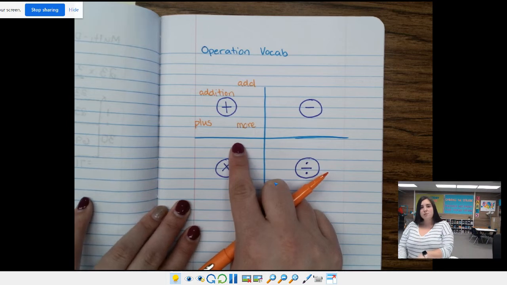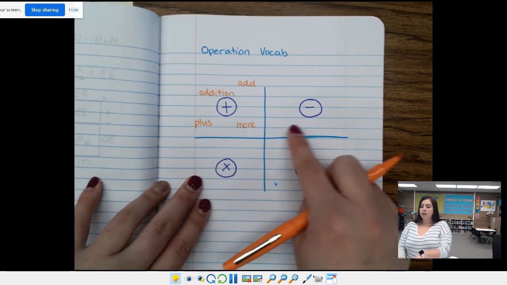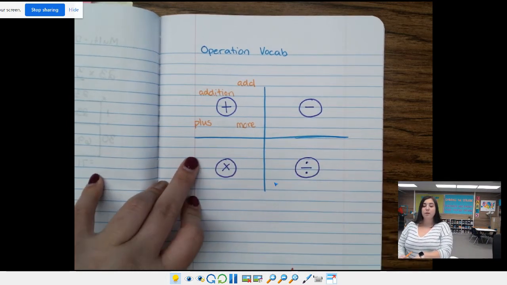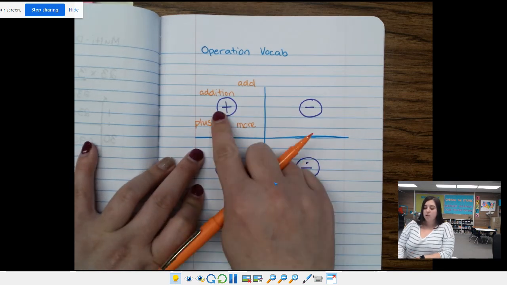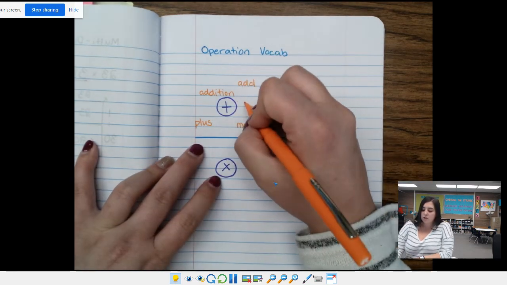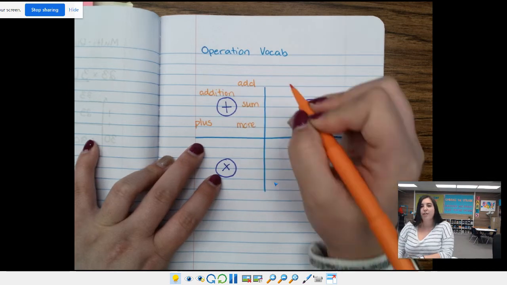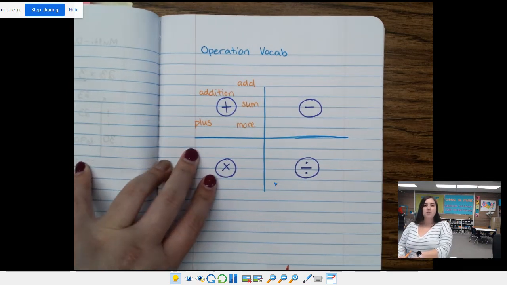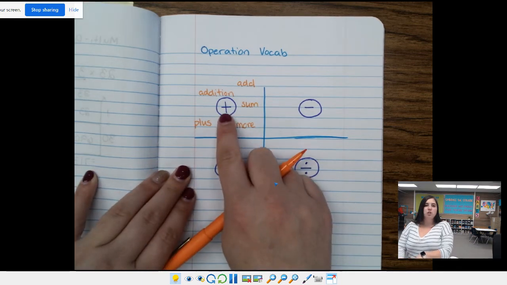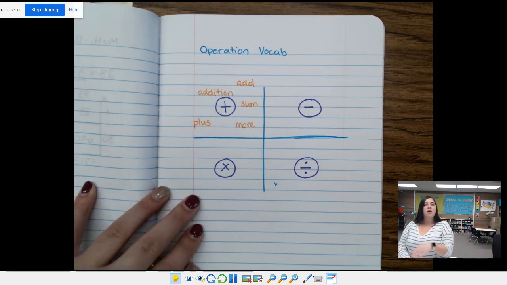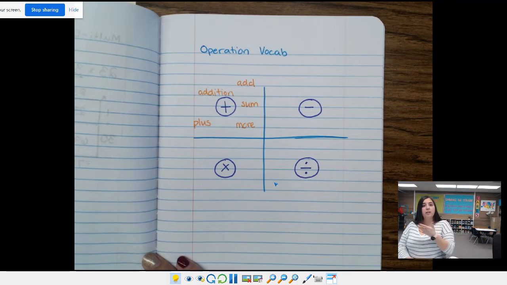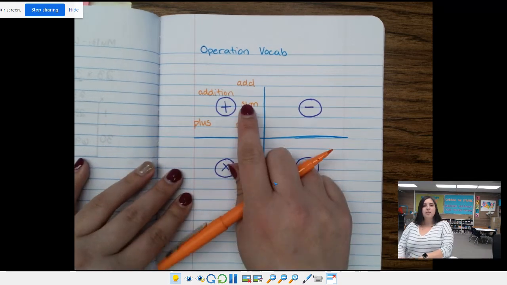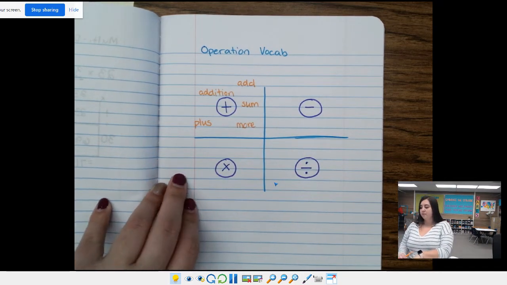One of the most important ones, and one of the reasons we're doing this today, is because this next one might not be familiar to you. So when I'm talking about addition, I might say the sum. The sum of 2 numbers is the answer to an addition problem. So for instance, the sum of 2 and 3 is 5, because 2 plus 3 is 5. So sum is the answer to an addition problem.